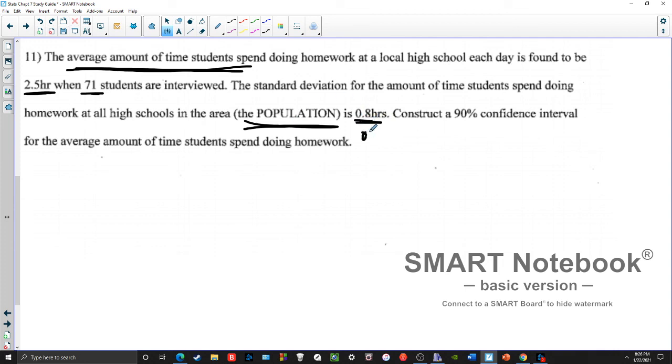So this is a sigma. So this is going to be a z-score problem. So first, 90% confident means that we have an alpha of 0.1. And so we're going to have a z-score of, again, this is a z-score because we're dealing with the population deviation, which it says that there is 0.8 hours. So that z-score is going to be 1.645. That's my z value.